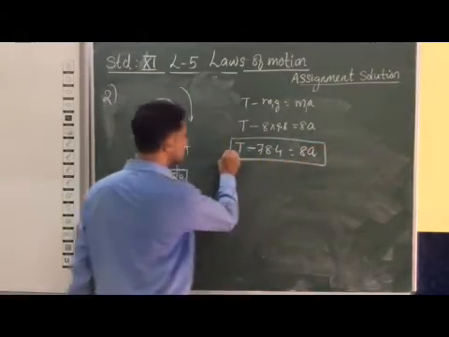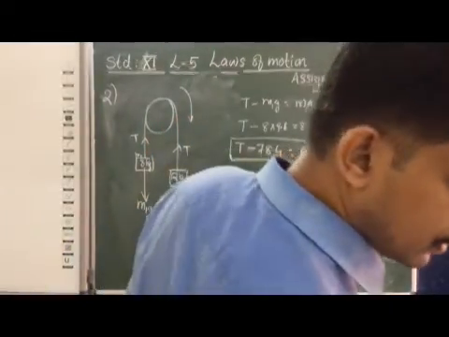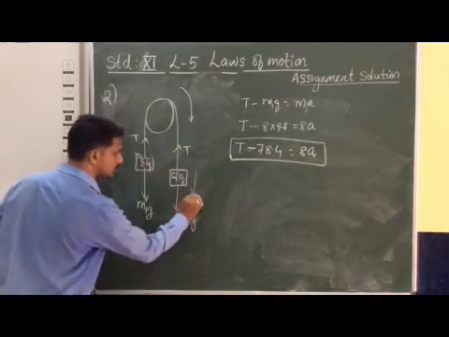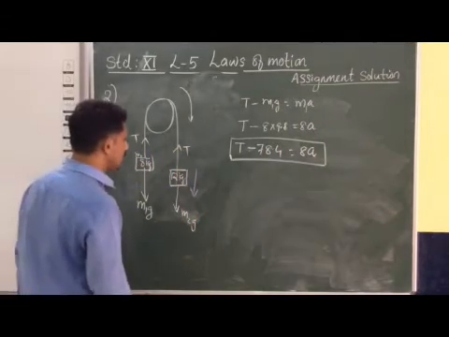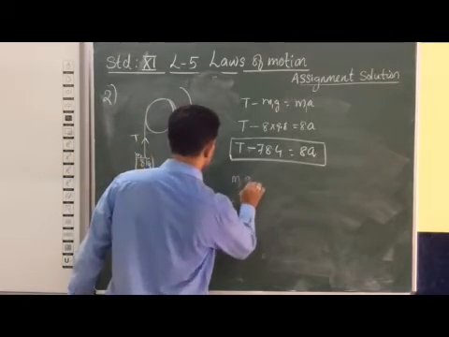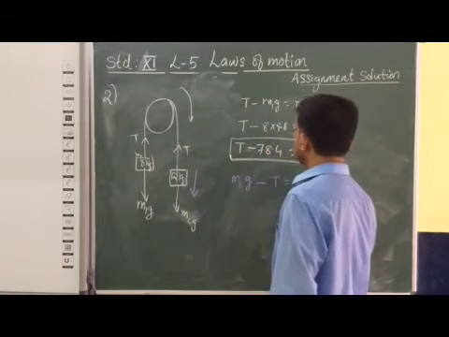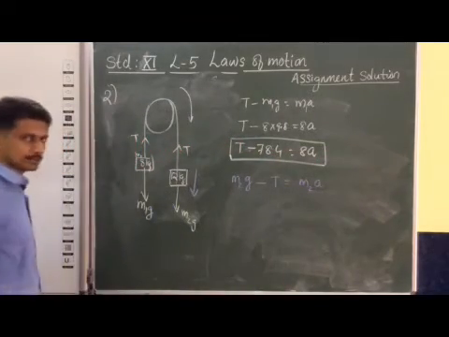Now we can consider the second situation. What is that second case? When we are considering the second situation, this block is moving in the downward direction. When the block is moving in the downward direction, our equation becomes M2G minus T is equal to M2 into A. So this way you can mention our second equation.